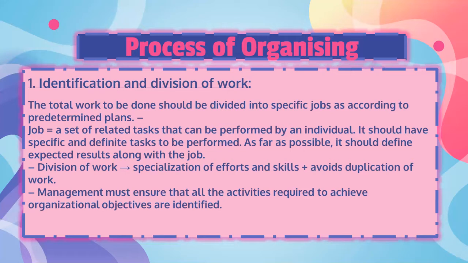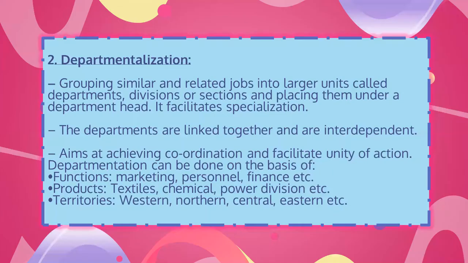Next is management must ensure that all activities required to achieve organizational objectives are identified. So there are activities that are required to achieve some organizational objectives, and we have to identify such activities so that the management functions in a smooth way. So first we have to identify and divide the work.